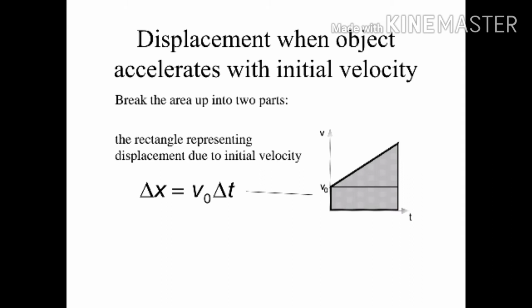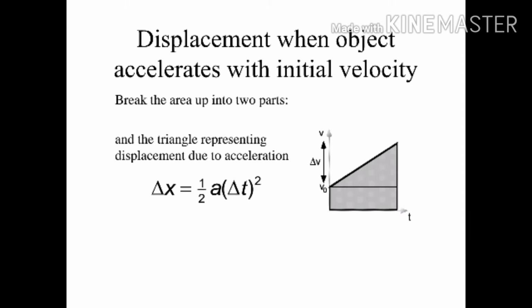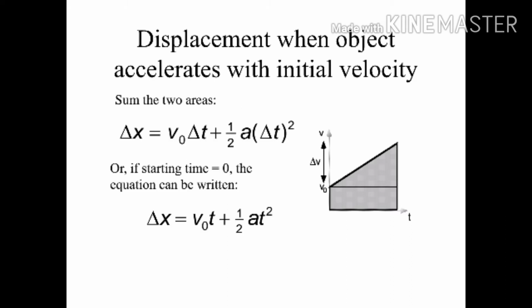So our first equation is delta x equals v0 delta t. Our second part is showing the rectangle displacement due to acceleration, which is delta d equals half a into delta t square. Now taking the sum of two areas, delta x equals v naught delta t plus half a into delta t square.